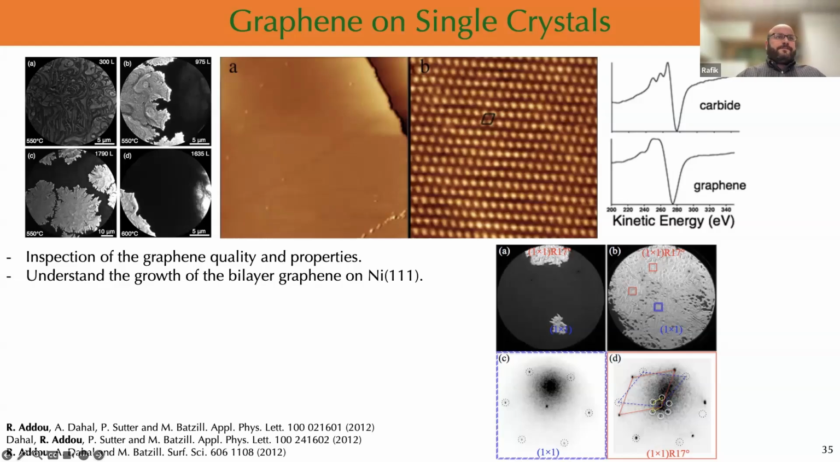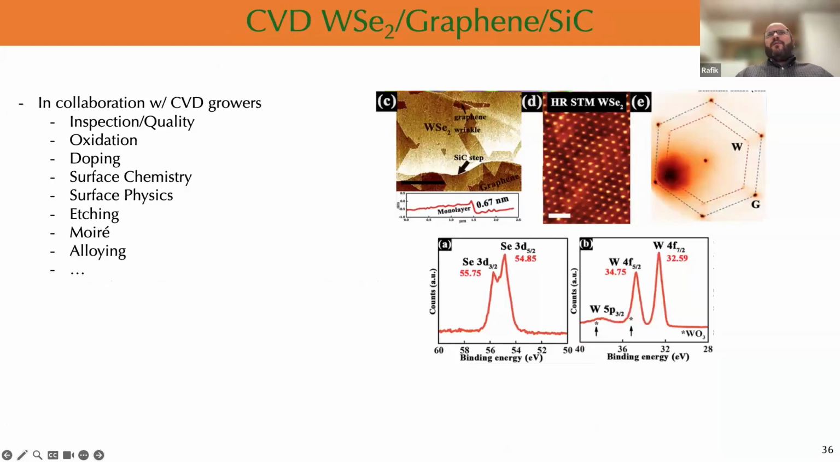So that is some of the work that we did with Josh Robinson at Penn State University. He was one of the first to grow tungsten selenide using CVD and MOCVD.